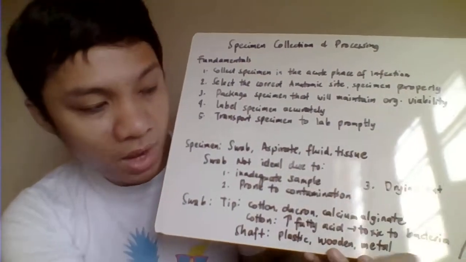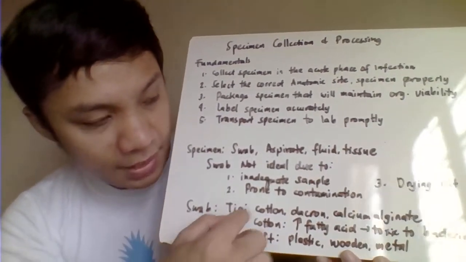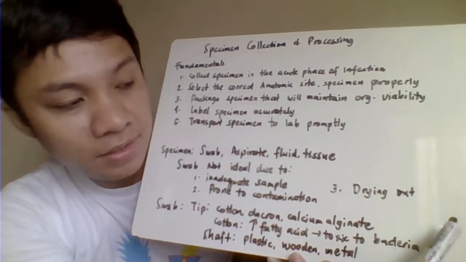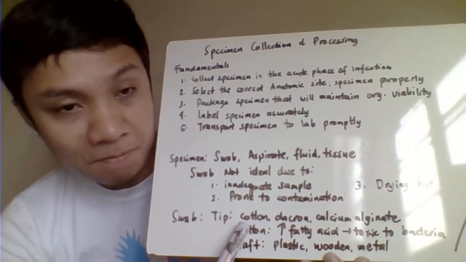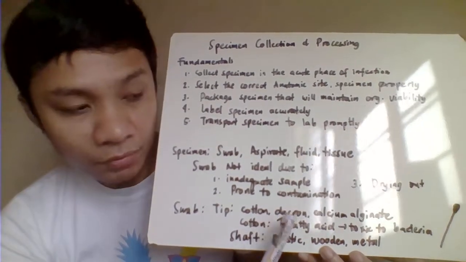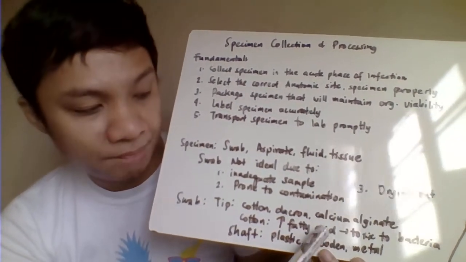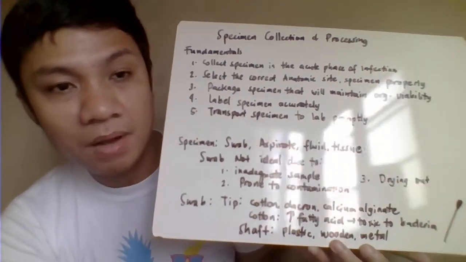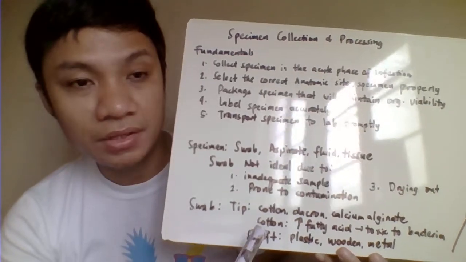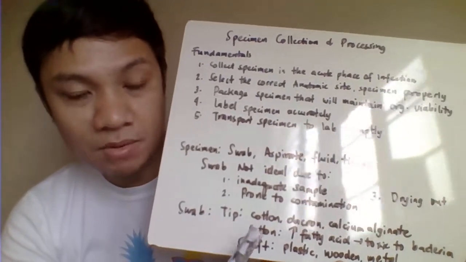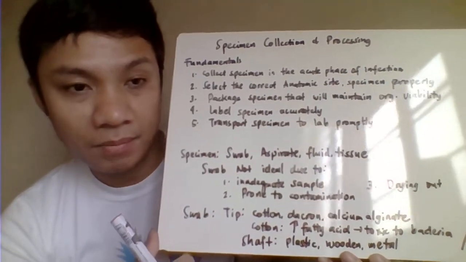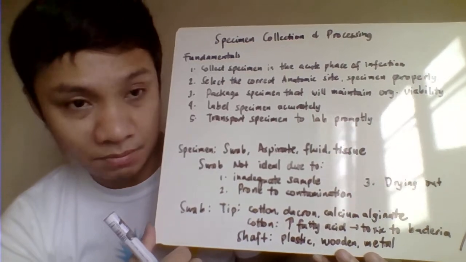Speaking about your swab, the tip of that could be a cotton tip na swab, but also made up of your dacron. We have also here your calcium alginate. For the cotton tip na swab, most likely hindi siya ginagamit, because that one contains a high fatty acid or lipids. Remember that your fatty acid or lipids would have the antimicrobial property. It will kill your organisms.